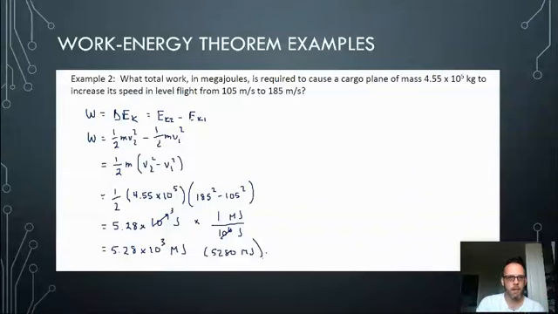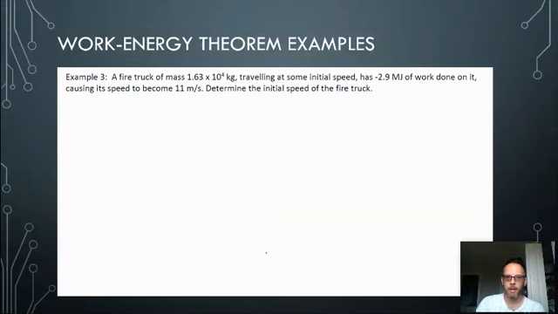Nothing crazy there. I believe we're going to do a second example, where we're solving for a different thing. We're going to use work equals the change in kinetic energy. But here we have a fire truck that's moving along and has negative work done on it, which implies that energy is being removed from the system and the fire truck is slowing down. It slows down to a speed of 11 meters per second, and we're going to find the initial speed.